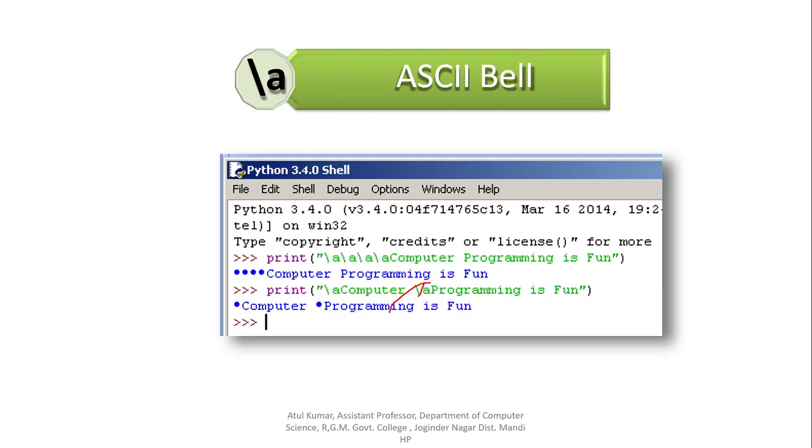Then there is also the ASCII bell, and printing it actually produces a beep. So to beep with the help of your computer, just use backslash a, which is used for the ASCII bell. So it will beep 4 times, and then computer programming is fun is printed on your screen.